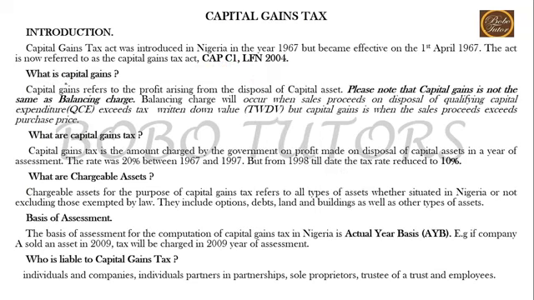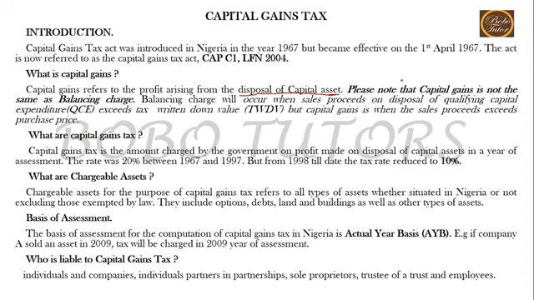Now, what is capital gains? Capital gains refers to the profits arising from the disposal of capital assets. That is, the gains that you made on the disposal of a capital asset, whenever you sell an asset and you make profit on it. Please note that capital gains is not the same as balancing charge. There is a difference between capital gains and balancing charge.